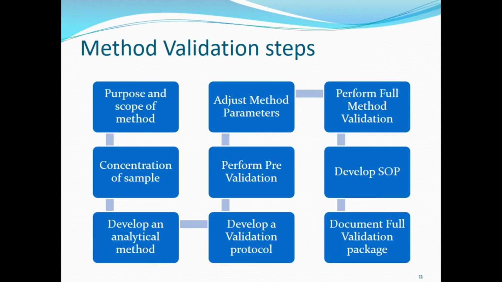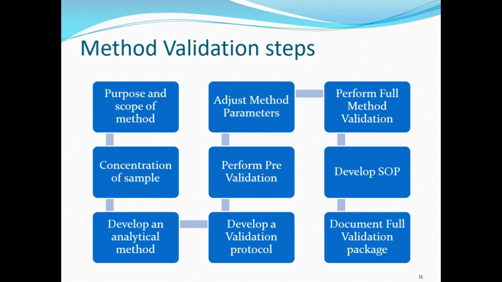The steps involved in validating a method, then, we'd start with the purpose and scope of the method. We'd select our method and define the sample concentrations that the method is going to be used for. We perform additional development of that analytical method, so we carry out some additional tweaks, or we look at the method a little bit closer and make sure it's suitable for our intended purpose. We then develop a validation protocol, and within that protocol we look at all the previous parameters that we talked about, like specificity, linearity, range, accuracy, etc. We define the ranges that we look at.